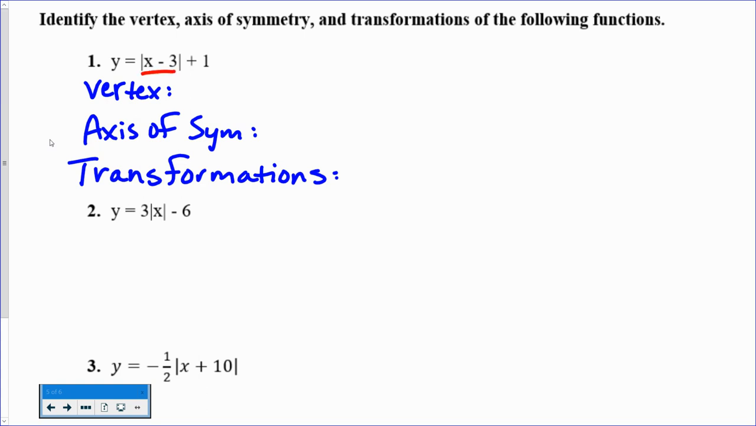So when I see something inside of the absolute values, that's shifting it horizontally. But if it's a minus, I am moving right. So right 3. And then the +1 after the absolute values would mean up 1. So my vertex, if I'm moving right 3, up 1, would be the point 3, 1. The axis of symmetry is going to be the line that goes through that vertex. All right, so it's going to go through the 3 because it is a vertical line.